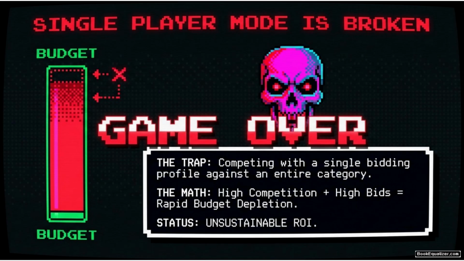Here's the trap that catches 90% of KDP publishers. You're competing with a single bidding profile against an entire category. Picture this, you versus hundreds or even thousands of other advertisers, all fighting for the same eyeballs, all driving up the cost per click. The math is brutal. High competition plus high bids equals rapid budget depletion. You might get a few clicks, maybe even a sale or two, but the return on investment, unsustainable. Your ad spend evaporates before the algorithm even learns what works. This is what I call single player mode, and it's fundamentally broken. You're playing with one hand tied behind your back while your competitors are using every advantage in the book.